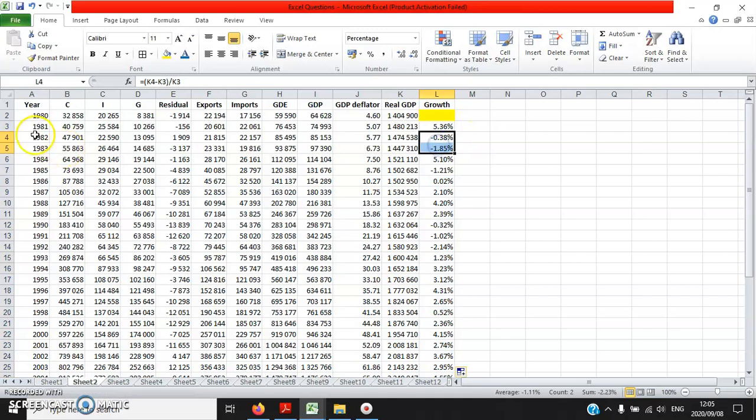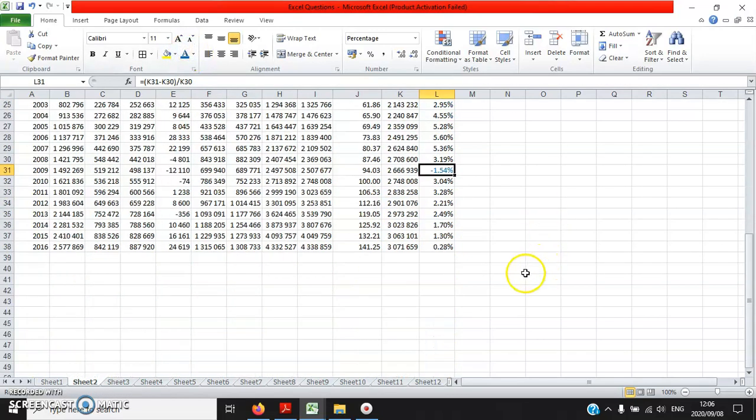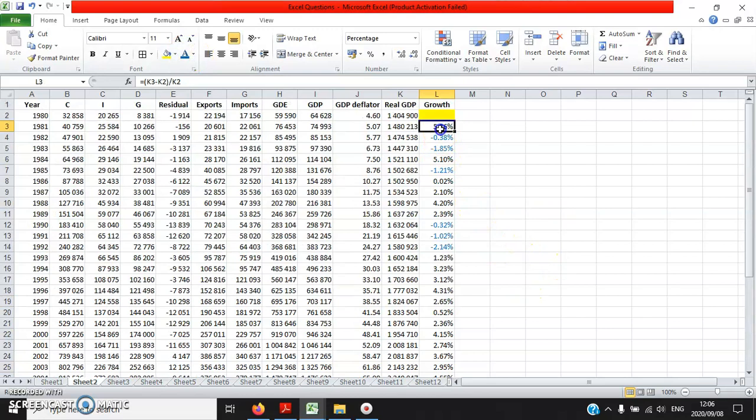You see in certain years in the 80s, you would see recession. I just randomly highlight these few answers. And then 2009, you know, the global economic recession. Okay, so I leave the answers for 10 seconds before we move on to the next question.